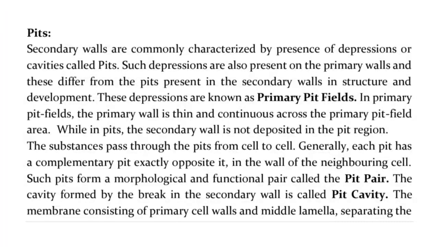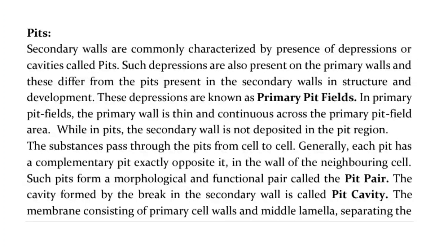Pits. Secondary walls are commonly characterized by the presence of depressions or cavities called pits. Such depressions are also present on the primary walls, and these differ from the pits present in the secondary walls in structure and development. These depressions are known as primary pit fields. In primary pit fields, the primary wall is thin and continuous across the primary pit field area, while in pits, the secondary wall is not deposited in the pit region.